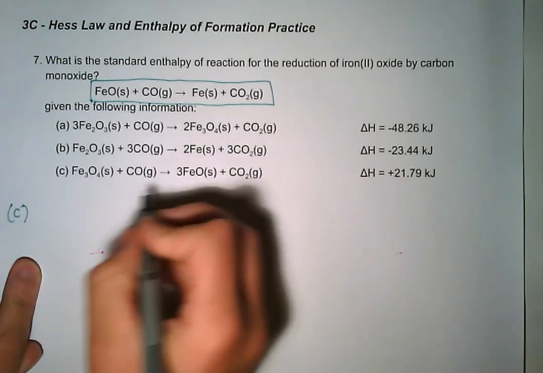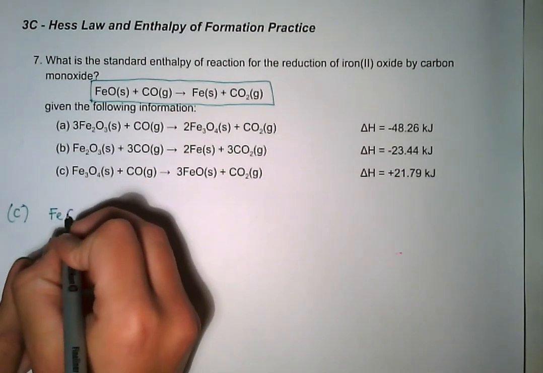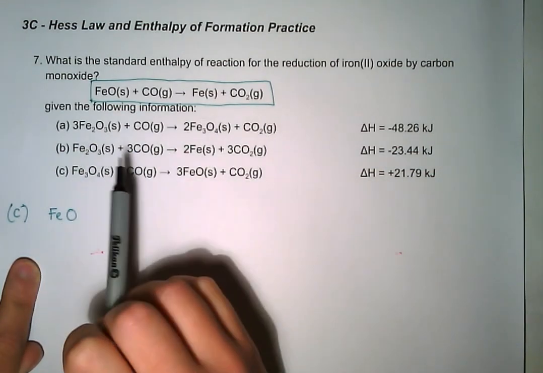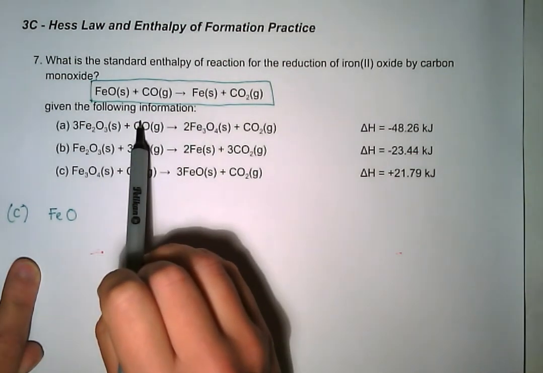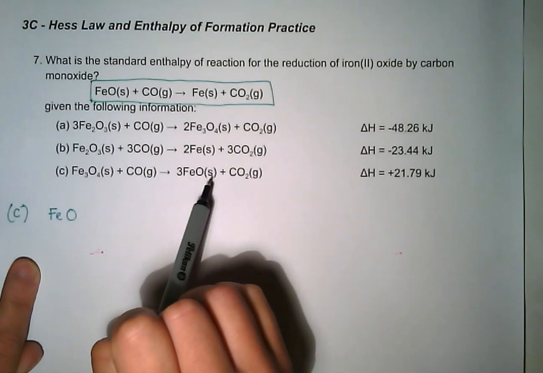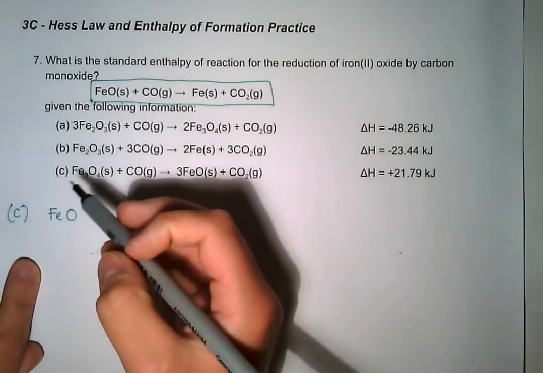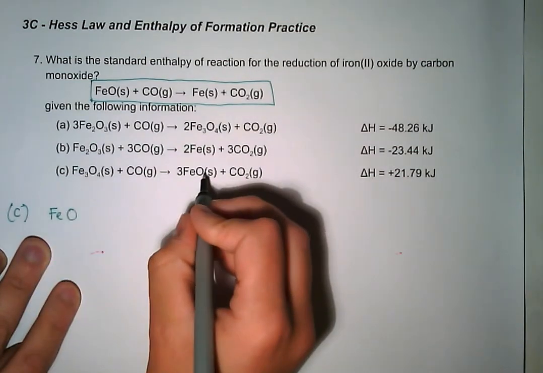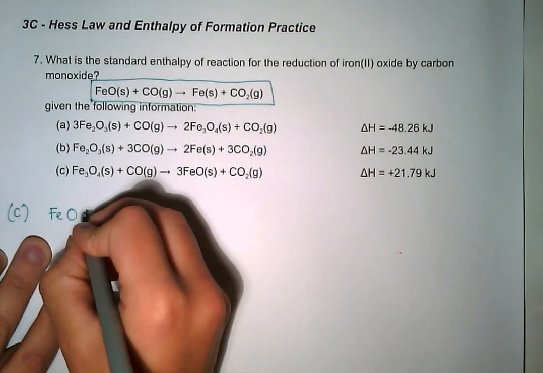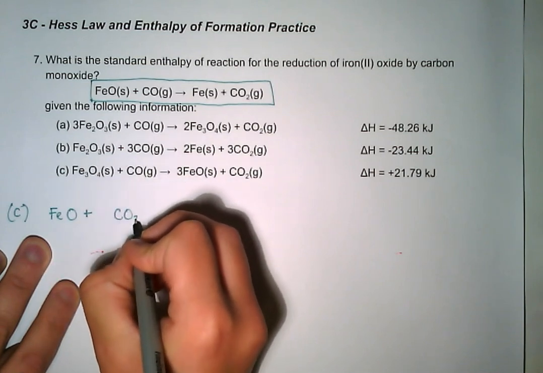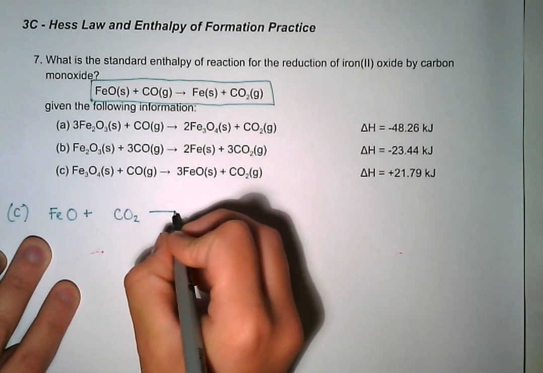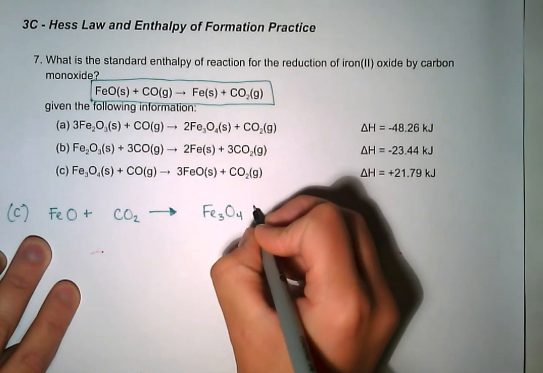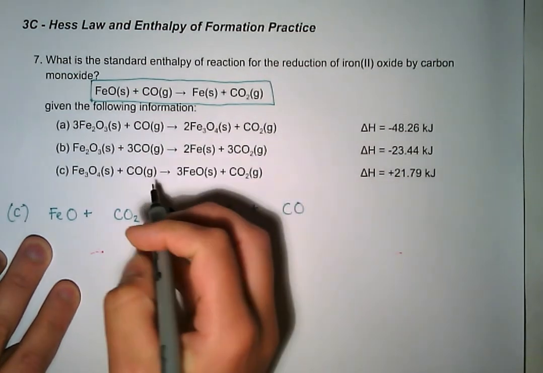So we're going to have FeO, and let's double check to make sure everything is in the same state of matter. Iron solid, carbon monoxide gas always, FeO solid. Okay, so everything looks like it's all in the same state of matter, so I can skip writing that symbol. So I'm just going to put FeO plus CO2 gives us Fe3O4 plus CO. So I flipped it around.